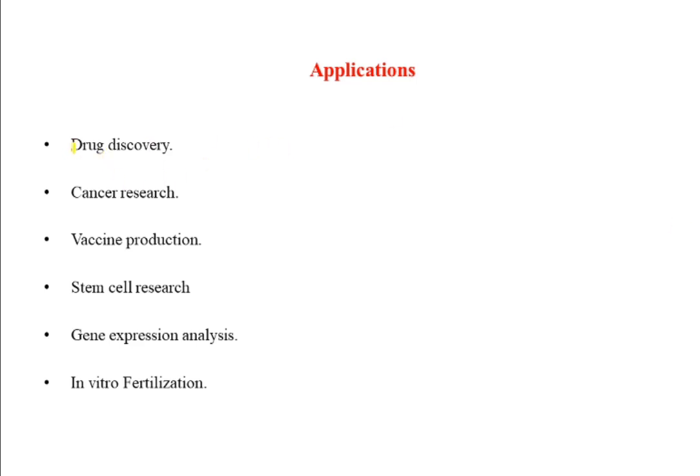So one example is drug discovery, cancer research, vaccine production, stem cell research. Imagine how you can use cell culture, animal tissue culture, in order to identify drugs. Suppose you have isolated some chemical, or designed some chemical in your chemistry laboratory, or isolated some chemical from a plant in your botany laboratory, or some microbial metabolite from your microbiology department.